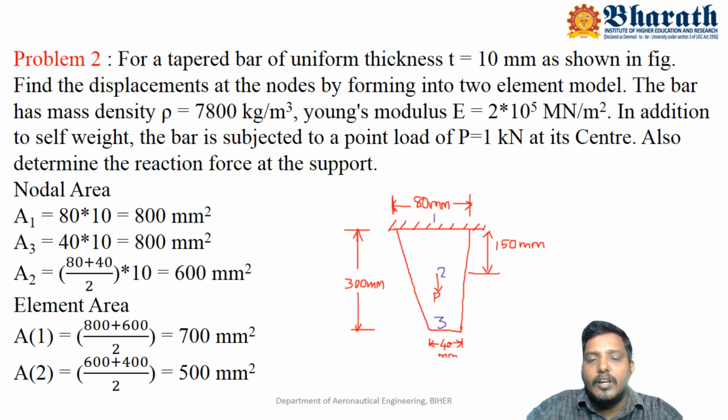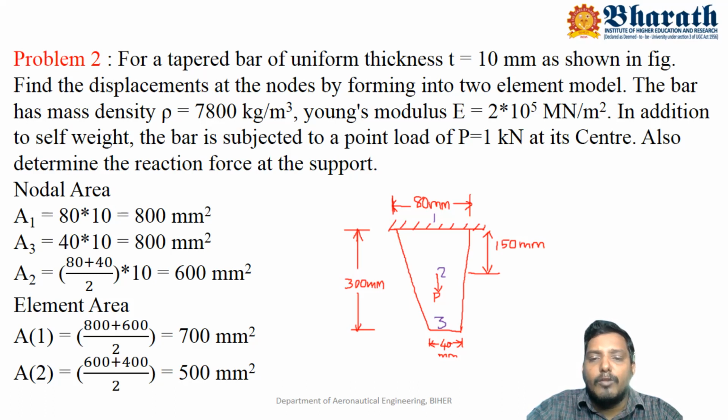The same way, for nodal number 3, the nodal area is 40 into 10, which is 400 mm square, not 800 mm square. Then A2 is specified at the center value. Therefore, 80 plus 40 divided by 2 into 10, we get 600 mm square.